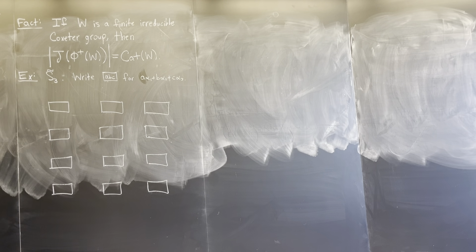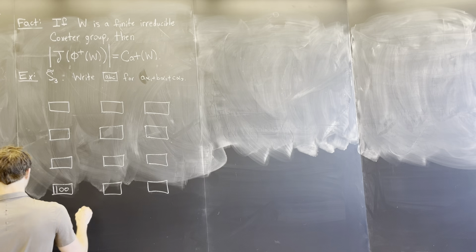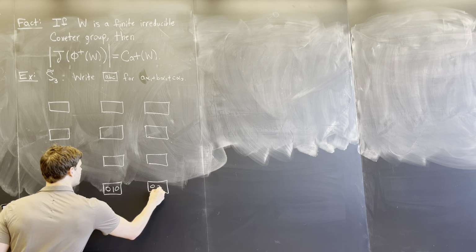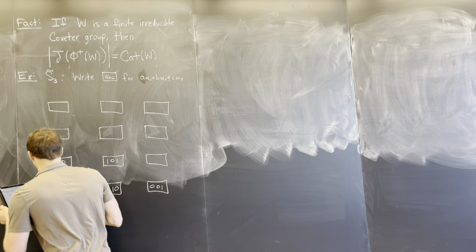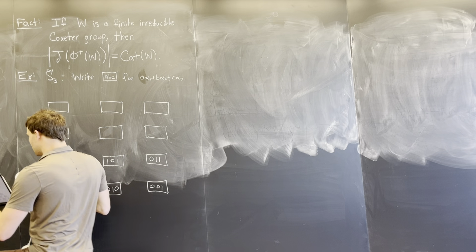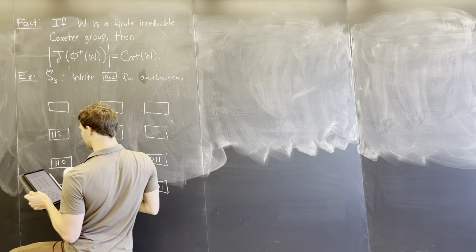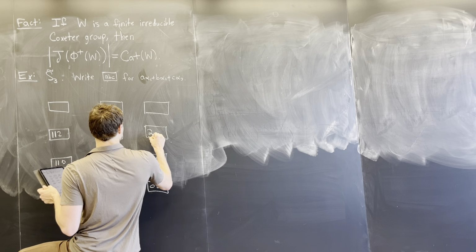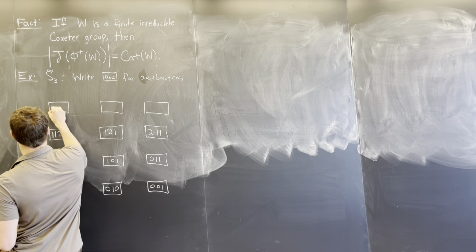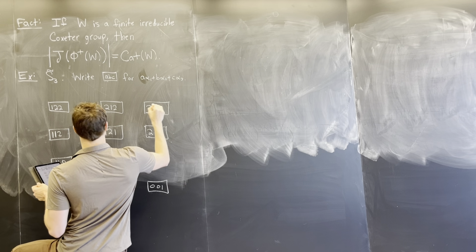At the bottom we're going to have (1,0,0), (0,1,0), and (0,0,1). Here we'll have (1,1,0), (1,0,1), (0,1,1). This will be (1,1,2), (1,2,1), wait, is that right? Maybe that's okay. Yeah, (2,1,1), and then (1,2,2), (2,1,2), (2,2,1).